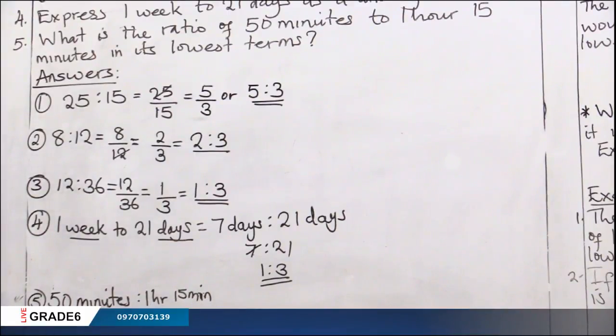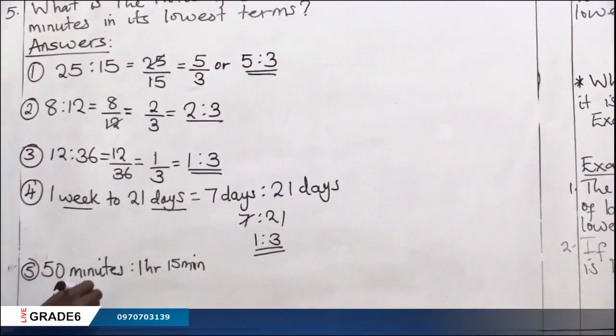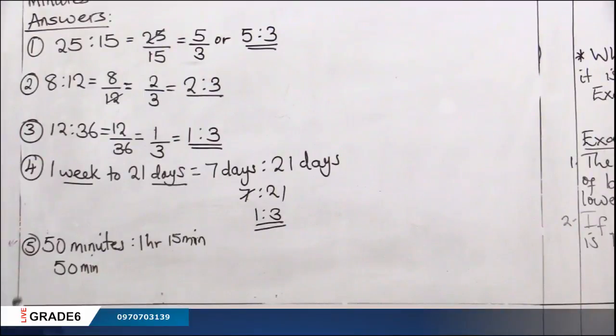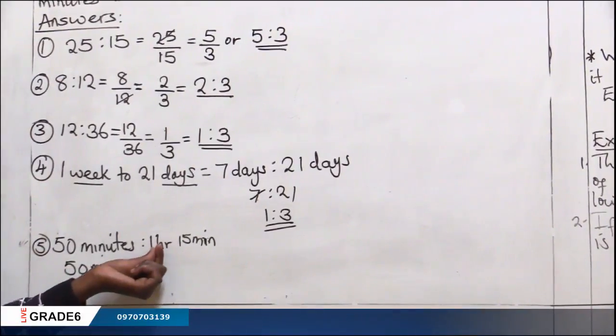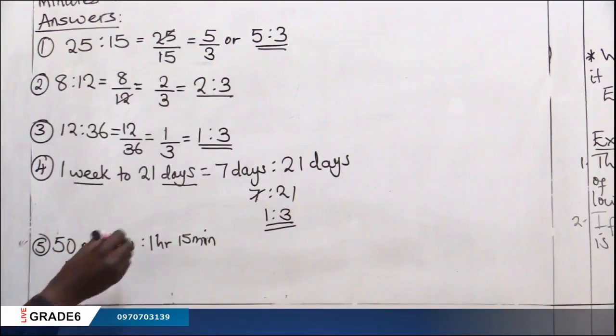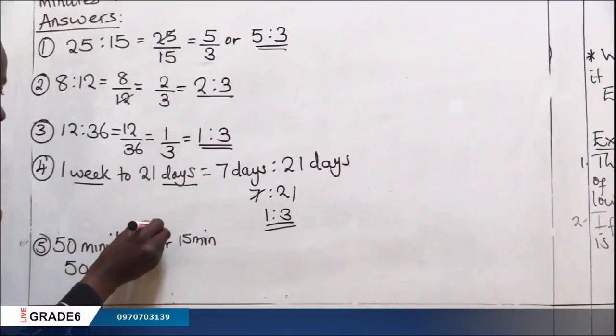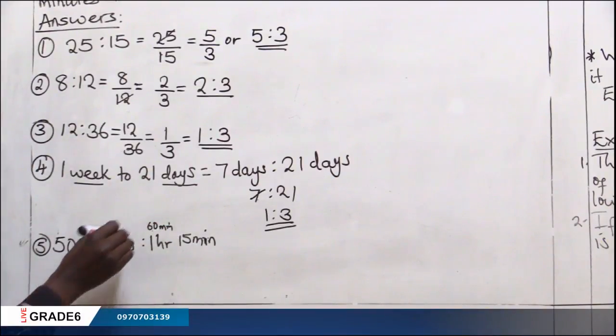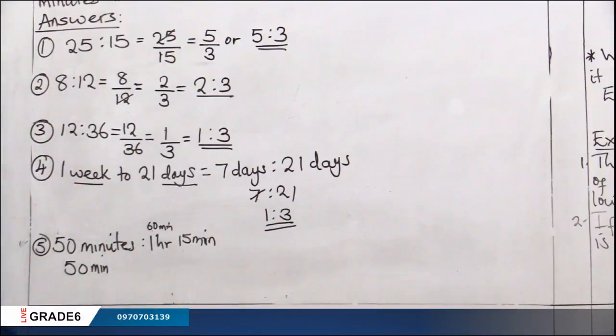So what are we going to do, boys and girls? We must change both numbers to the same units. Let's change 1 hour 15 minutes into minutes. We know that in 1 hour there are 60 minutes. So when we add 60 plus 15, we get 75.